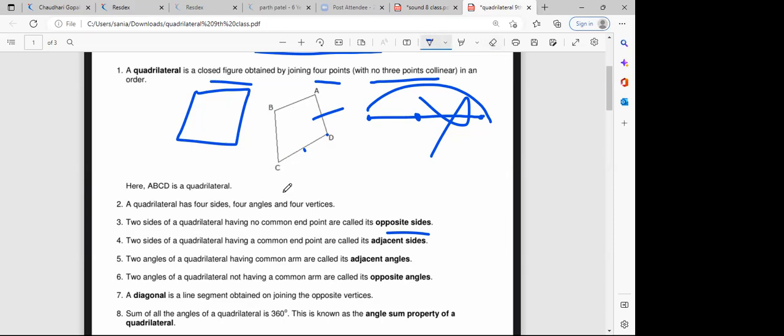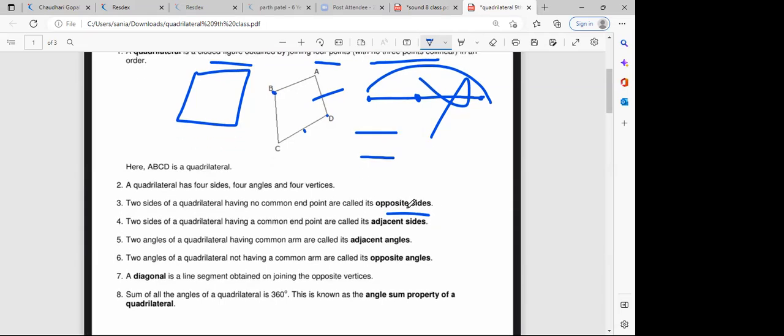Getting the point, right? So let's just take BA and CD. You can see B and A, and C and D, they don't have anything common. They are totally different. But coming to BA and BC, over here, B is a point that is in BA as well as in BC, right? So that's why they are not opposite. Opposite sides are two sides of a quadrilateral having no common endpoint.